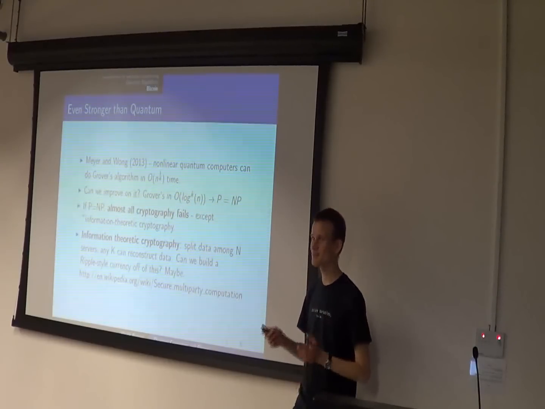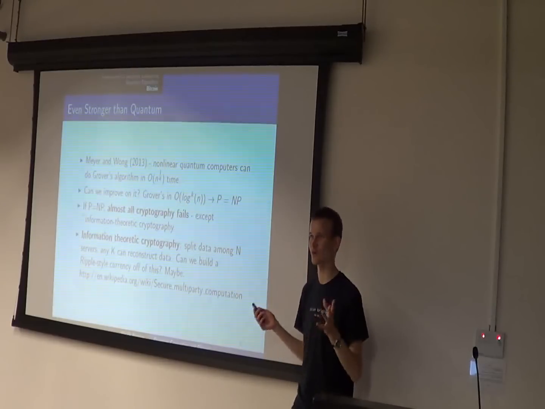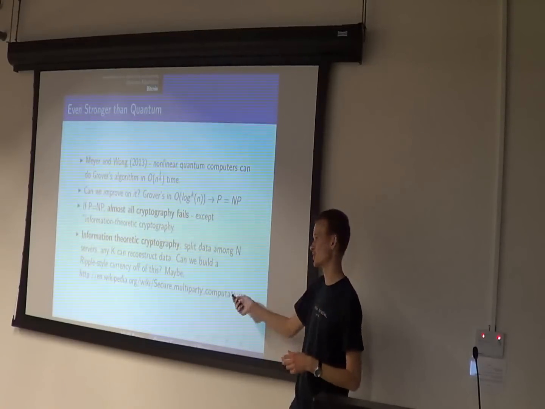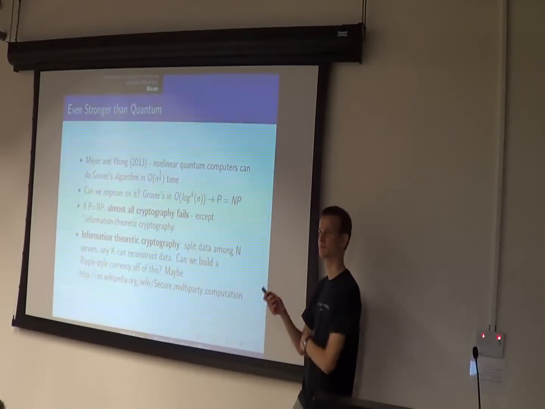So P equals NP would help computing a lot. It would help artificial intelligence, it would help medical computing, it would help scientific computing. But cryptography would actually be affected far more than anything else.